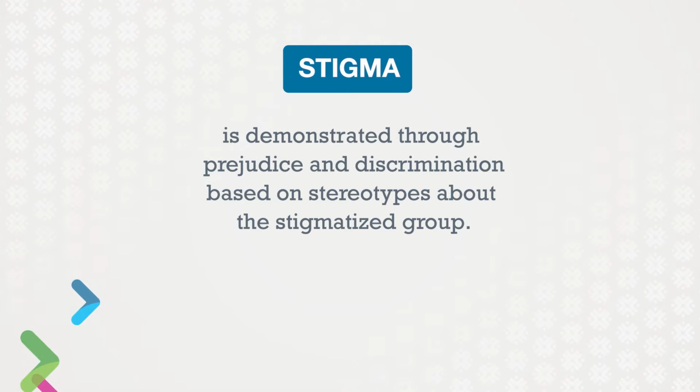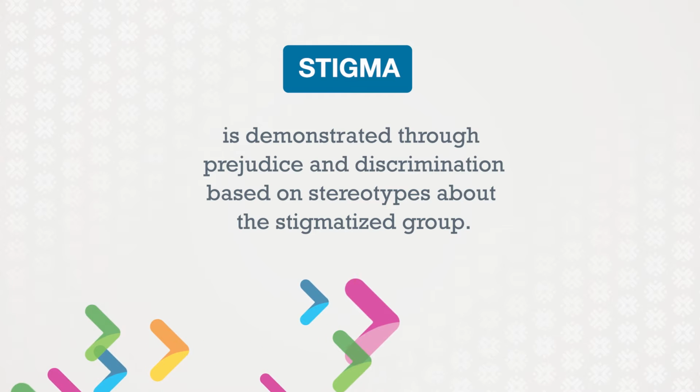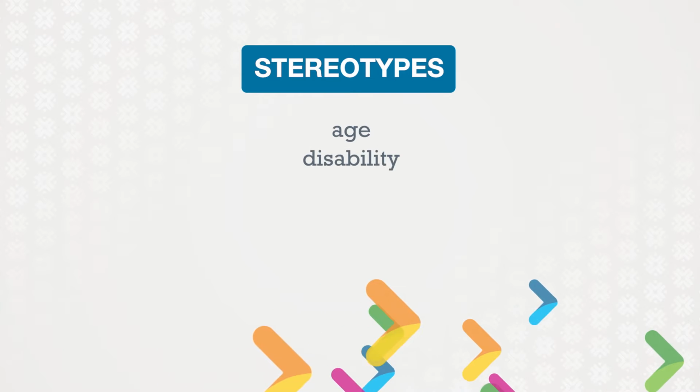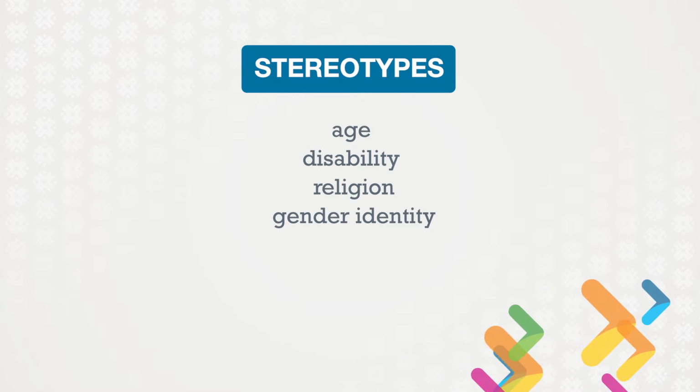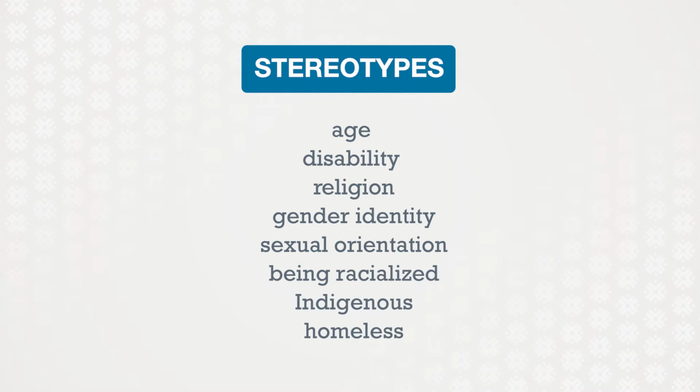Stigma occurs when society devalues and discredits a group of people with a shared attribute, for example, skin color or body size. Stigma is demonstrated through prejudice and discrimination based on stereotypes about the stigmatized group. People may experience stigma because of stereotypes about age, disability, religion, gender identity, sexual orientation, or being racialized, indigenous, or homeless. Each stigmatizing experience creates another barrier to a person fully participating in society.